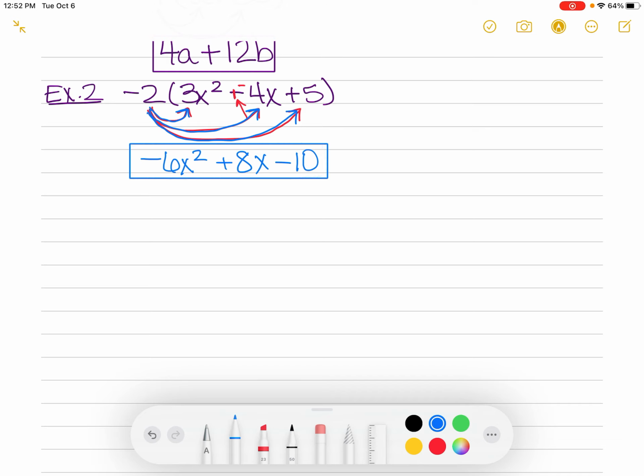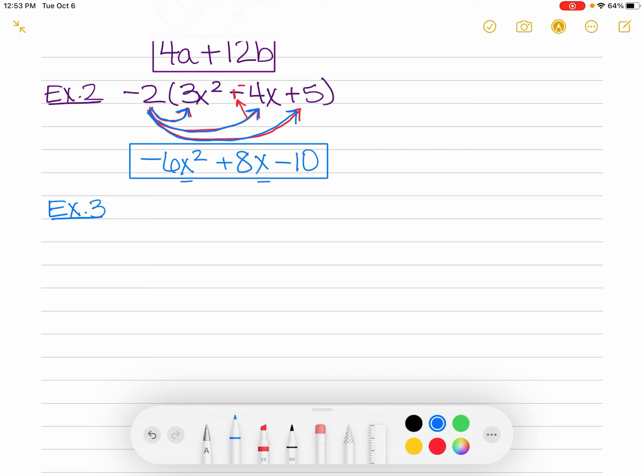Notice that I stayed in the same order as inside the parentheses, so my terms are in descending order like we talked about in yesterday's lesson. So it's x squared and x, and then your constants always go at the end. Hopefully now everybody's got that.